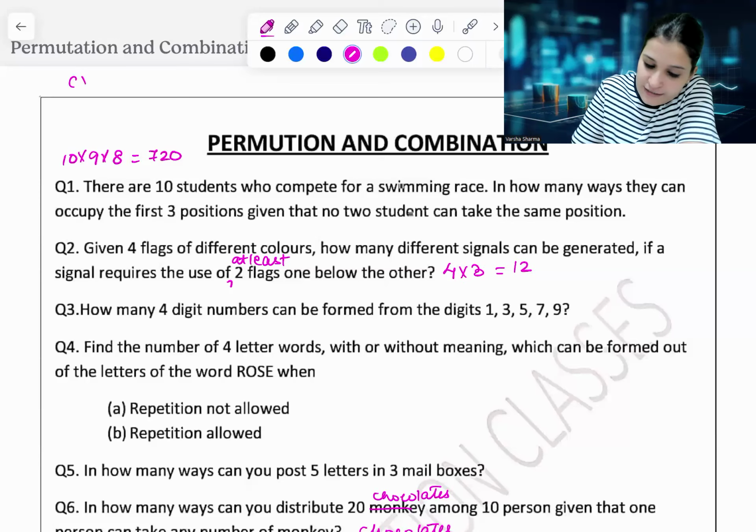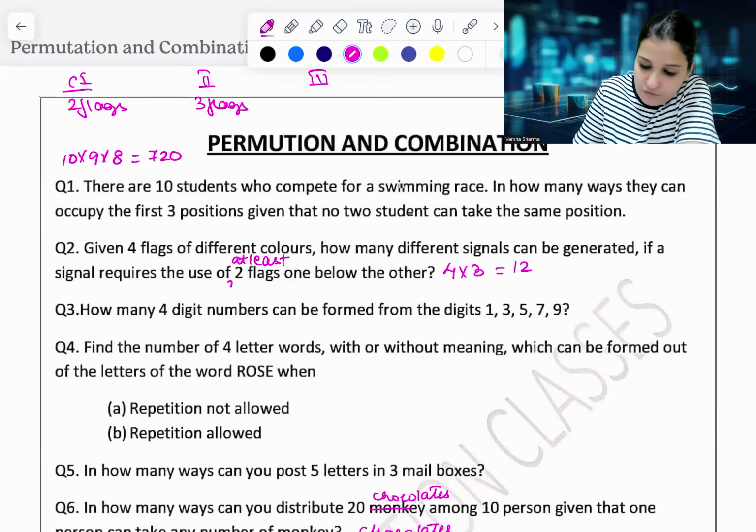There will be 3 cases. Case 1, 2 flags are used. Case 2, 3 flags are used. Case 3, 4 flags are used. I cannot use more than that.